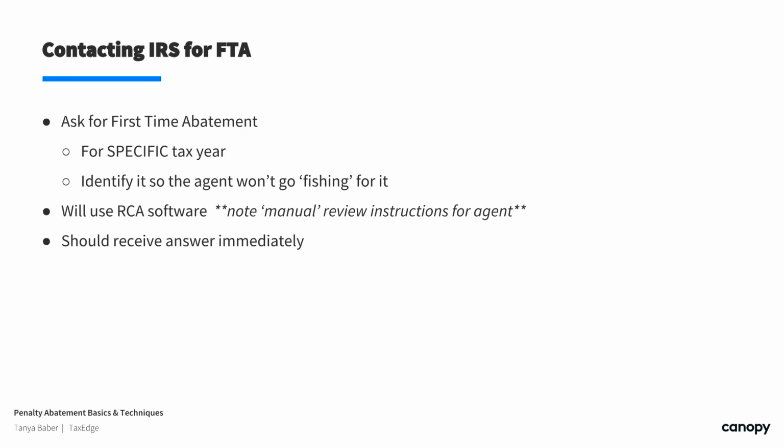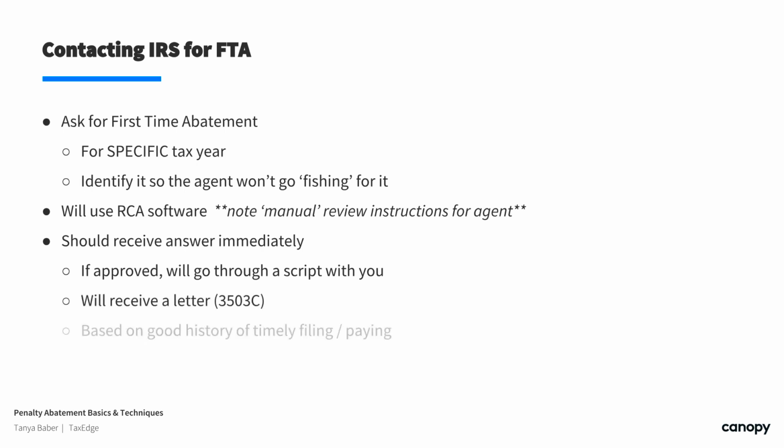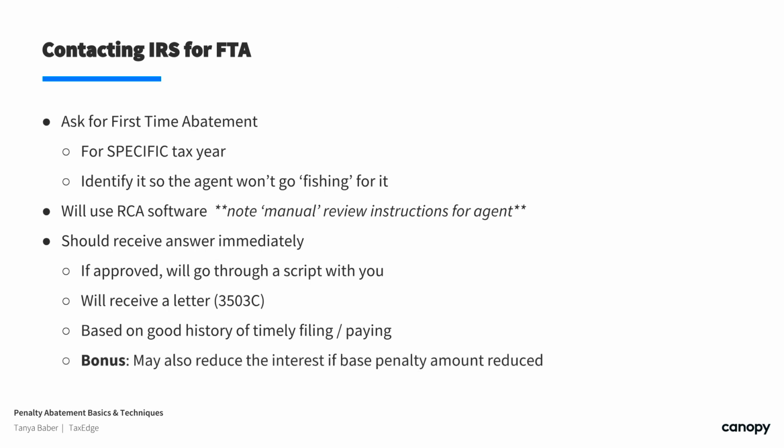When I get on the line with an agent, they're going to go through kind of a script with you and say, okay, you're going to receive this letter number 3503C. It's based on your good history, timely filing and paying. And the nice thing is that it will reduce the interest. Now, when you're on the call, they can't really calculate it at that moment. They can tell you how much a penalty is being abated, but you know that the interest is going to be recalculated and it will produce less interest, but they just normally can't tell you right there on the call. So that's a little bit of a tidbit of how that works.